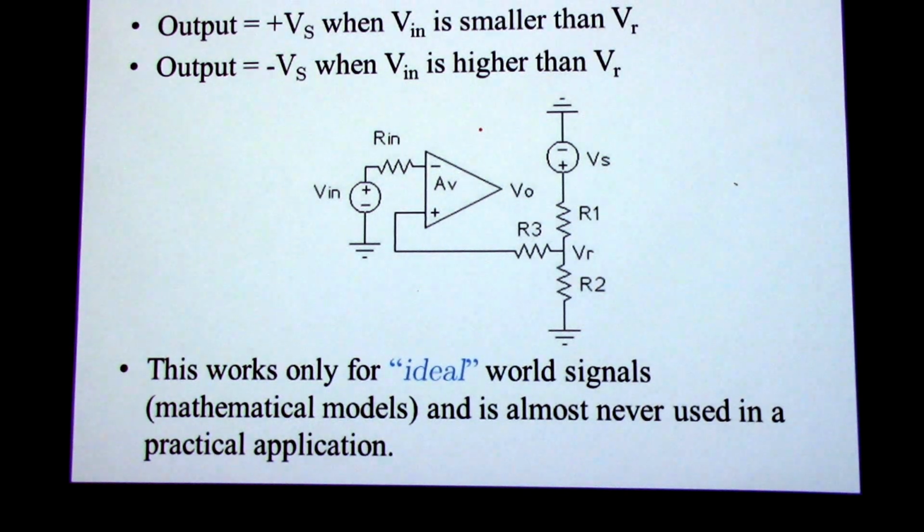To solve this problem, we use a very simple comparator circuit. Your output should be plus Vs when Vin is smaller than the reference, and your output should be minus Vs when your Vin is higher than Vr. This is how it works. If you think about the op amp, it's a comparator, so you can just build this circuit with very simple circuitry. But this works only for ideal world signals and mathematical models, and is almost never used in practical application. The reason we just mentioned in the last slide.